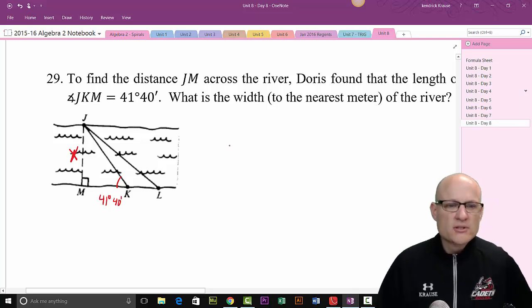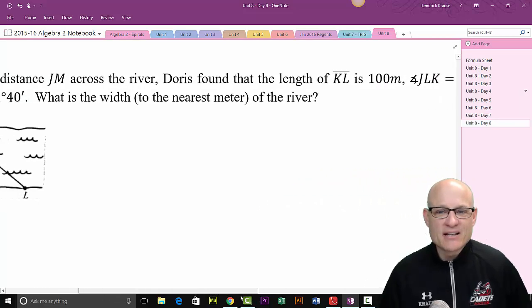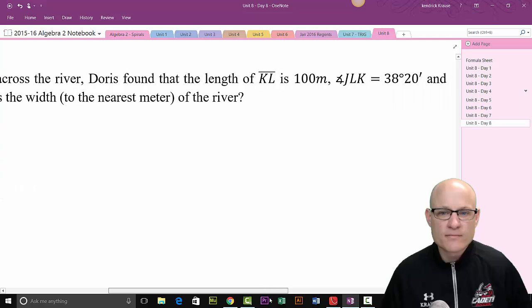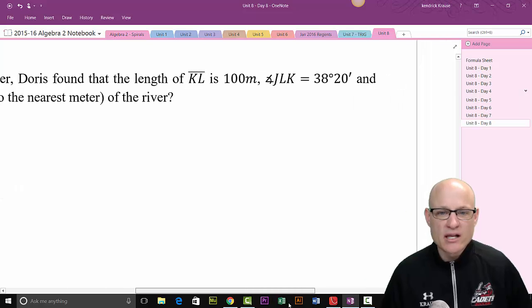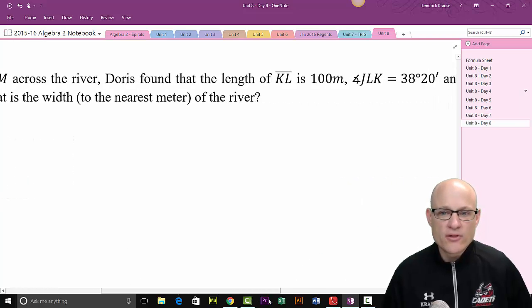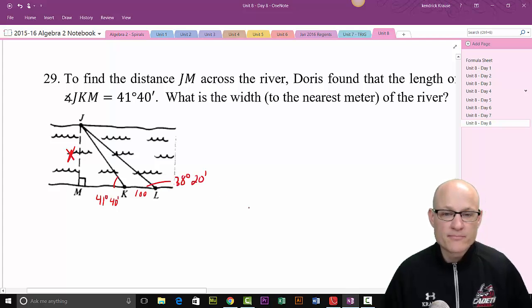Let's see if they give us anything else. KL is 100. Ooh, so we know this. JLK, that's this angle, is 38 degrees, 20 minutes. And we're going to find it to the nearest meter.